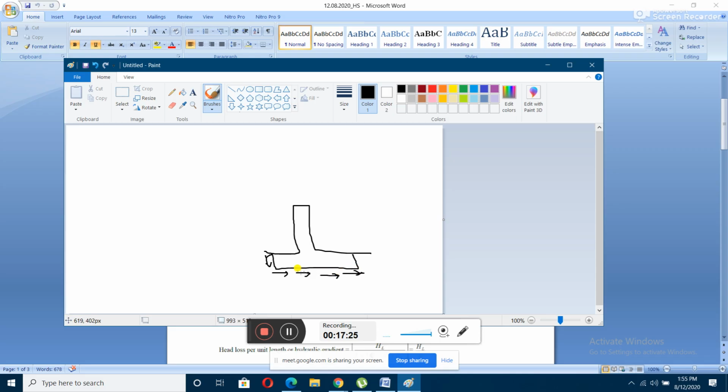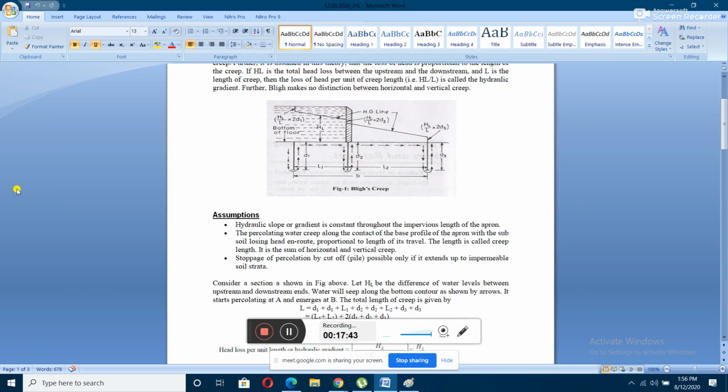But what will happen if we insert a pile here? It will act as an obstruction to your flow of water. So water has to flow like this, and has to come up and then flow in contact with the base of your floor, right? So concentrate on this figure, okay?